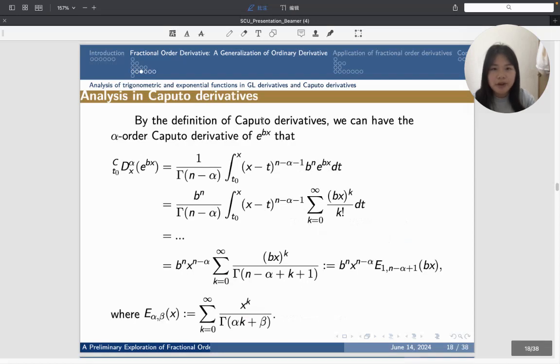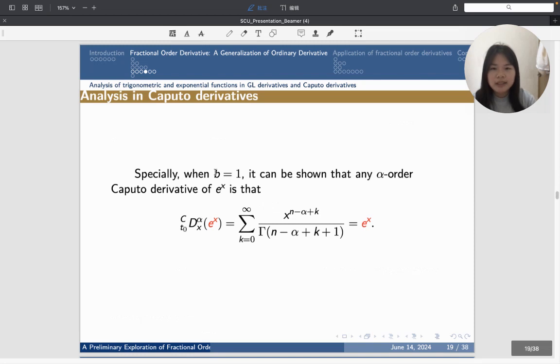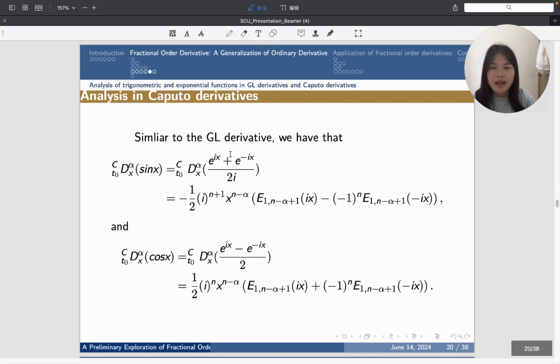As for the Caputo derivatives, we can solve the alpha order Caputo derivatives of the exponential e^(bx) as follows. But for simplicity, when we choose b equals 1, it can be shown that any alpha order Caputo derivative of the exponential e^x is still itself, which also perfectly matches our expectations. And similar to the GL derivative, we also present the sin x and cos x Caputo derivatives here.